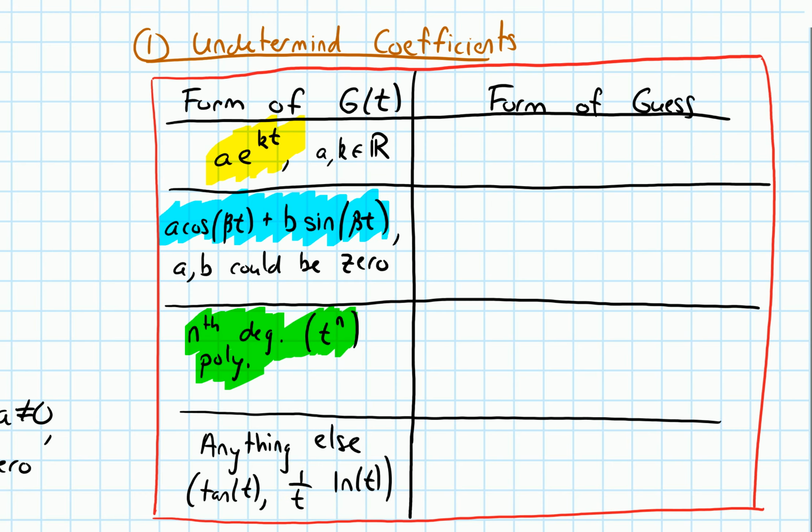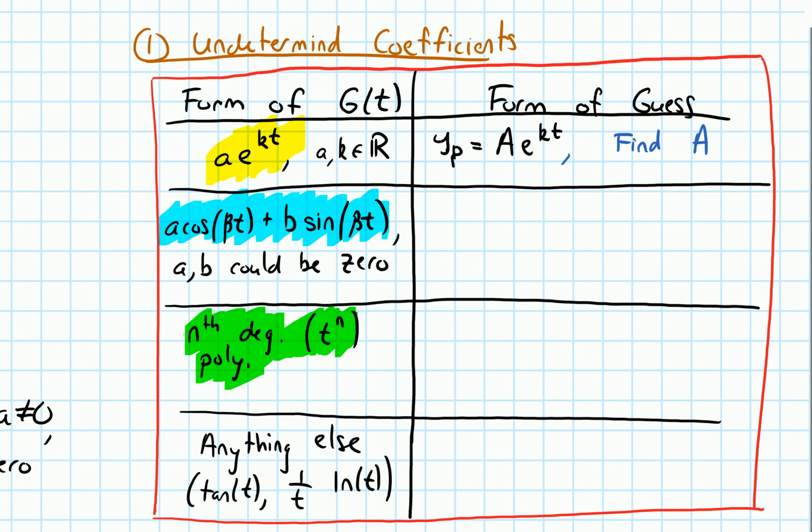So for each of these cases, I want to write down what my guess will look like. When we have an exponential function like this, y sub p, my particular solution, the guess that I'm going to make will be capital A times e to the kt. A is going to be some unknown real number, and our goal is to find that coefficient. That's why it's called the method of undetermined coefficients, because we don't know what this coefficient is, and we're going to try to guess what it is.